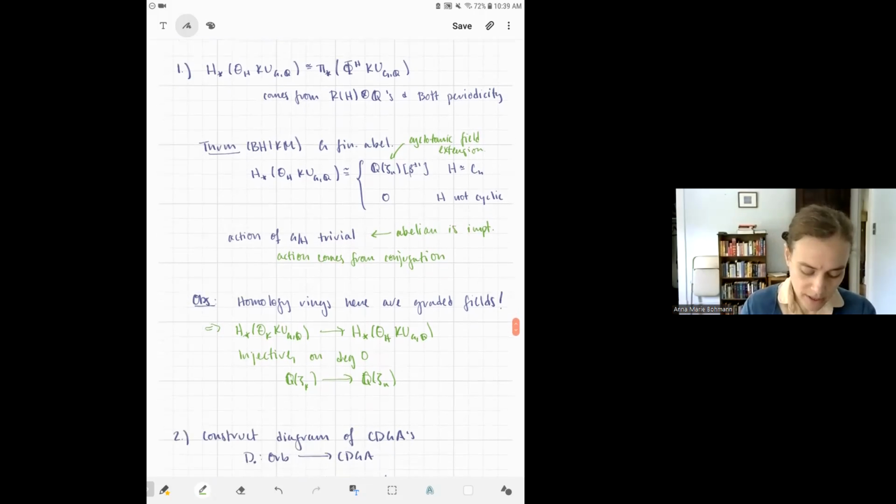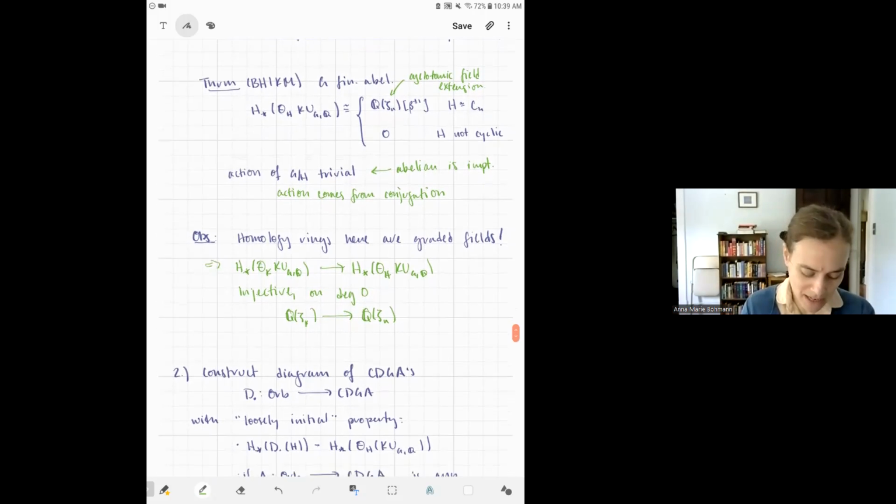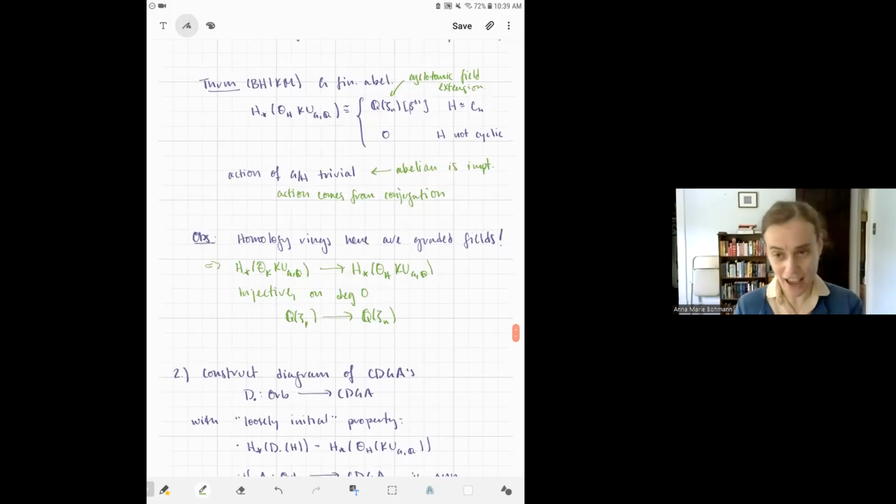So what we do is construct a diagram of CDGAs, call it D, that has what I want to call a loosely initial property. This is not a technical term. So what do I mean? First of all, I want D to actually have the homology I'm interested in. So at every H, I should get a CDGA whose homology is the same as the homology of the CDGA I got from periodic complex K-theory.